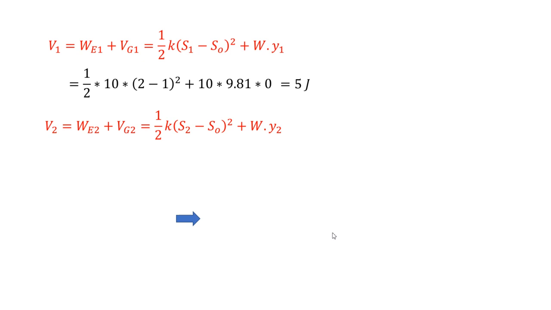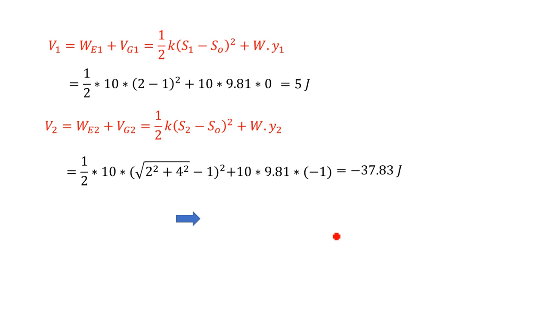Now we come to the other side. Now here the length is going to be different. It is something like the square root of 2 squared plus 4 squared, minus 1, and then squared, multiplied by 10 divided by 2. This will be for the elastic energy, and for the weight energy or the gravitational energy is going to be the weight multiplied by the Y2. The Y2 is 1 meter beneath the datum, and this will make it minus 1. And if I put all the parameters in the equation, I will find that the value for the work here is going to be equal to minus 37.83 joule.